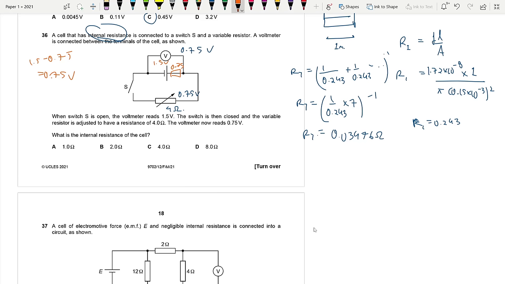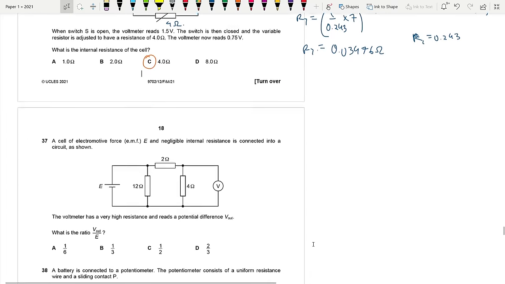So when this phenomenon happens, that means that both resistors, the internal resistor and the external resistor, actually have the same resistance, or else it wouldn't have been shared equally. So it should also be 4, 36C, okay?